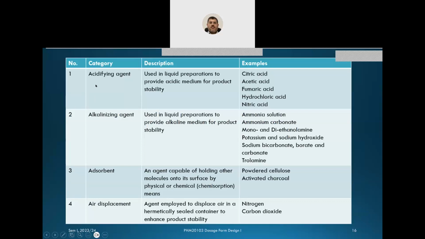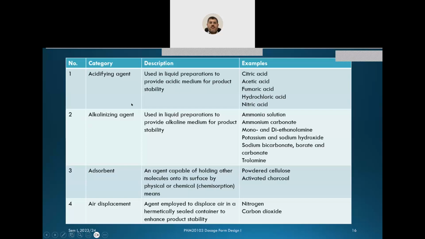Some excipients can be used, for example, like acidifying agents to keep the pH at acidic range at a value that is suitable for the stability of the drug product. Some drugs may be more stable in acidic medium, so we use acidifying agent. Several acids can be used like citric acid, acetic acid, fumaric acid, HCl, nitric acid, and so on.